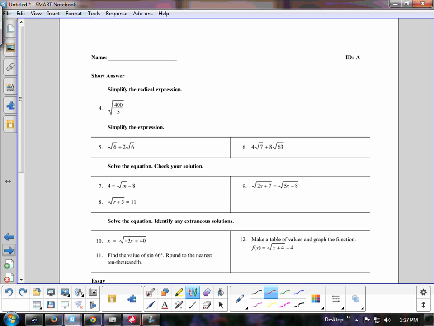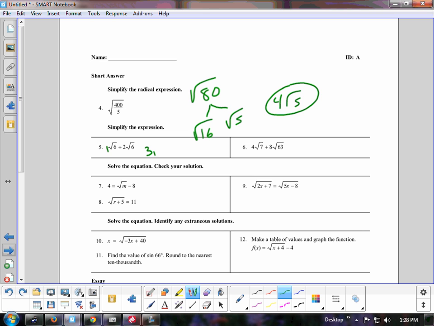Moving on to these questions here. We're going to divide 5 into 400, and we're going to get radical 80. That can be broken up into radical 16 times 5. And that's going to be 4 radical 5. Here we have 2 plus 1 is 3 radical 6, all set. Here we don't have it broken down, but 63 breaks up into 7 and 9. So that gives us a 3 here, which we have to multiply by the 8. So it's 4 radical 7 plus 3 times 8 is 24 radical 7, which gives us 28 radical 7.